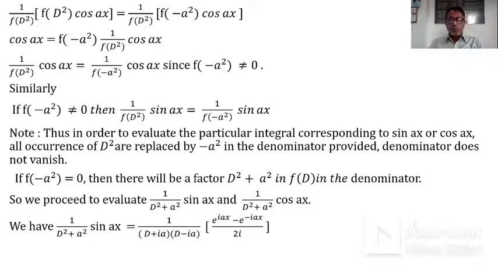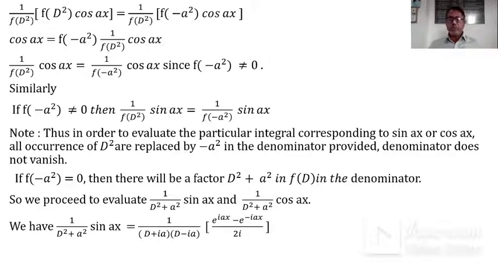We want to evaluate 1 upon D square plus a square operate on sin ax, or 1 upon D square plus a square operate on cos ax. First we want to see 1 upon D square plus a square operate on sin ax. What is the effect of this inverse operator 1 upon D square plus a square on sin ax? It comes to be equal to minus x upon 2a into cos ax. We see how this comes to be.